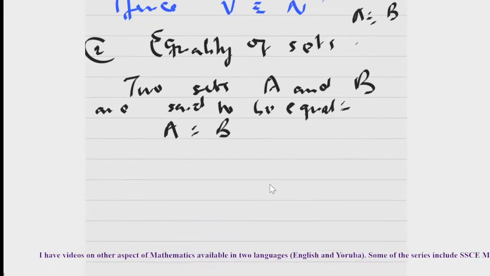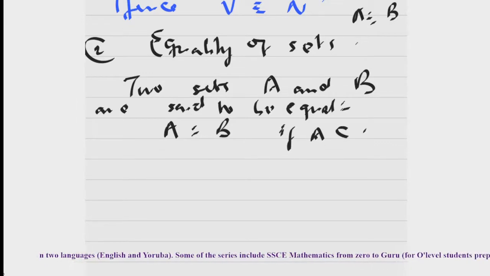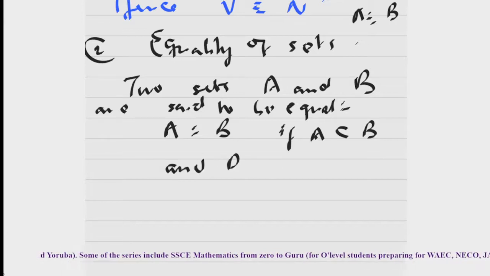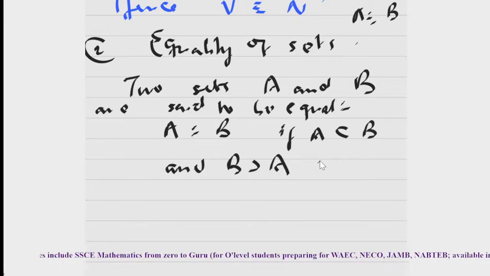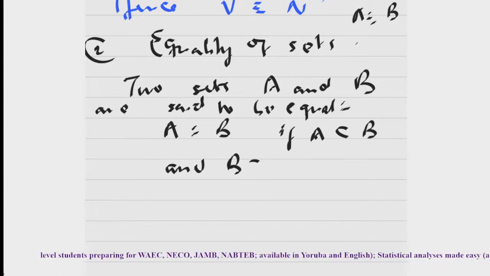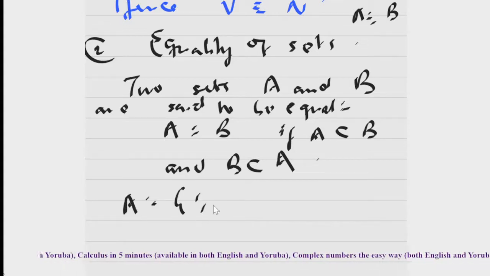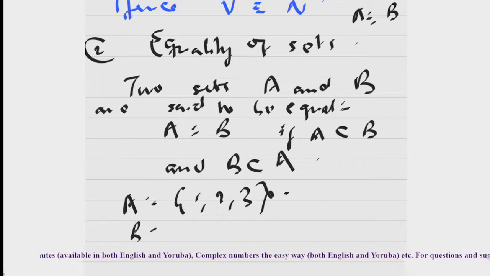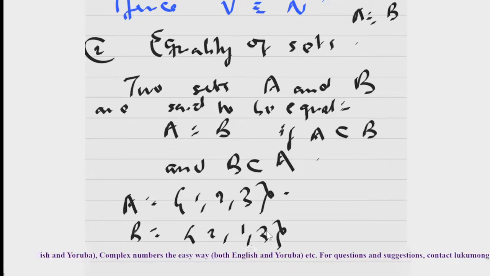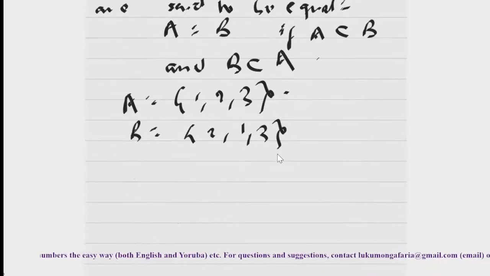So two sets A and B are said to be equal if A is a subset of B and B is also a subset of A. You understand now? That is, if elements in A are in B and elements in B are also in A. That is, they have the same elements. For example, if I have A to be 1, 2, 3, then B is also 2, 1, 3. Remember, the order of writing elements in a set is immaterial.